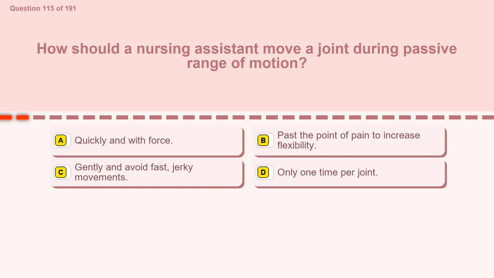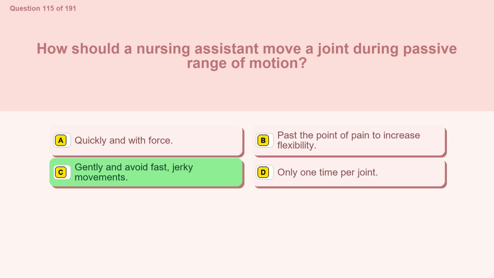Question 115. How should a nursing assistant move a joint during passive range of motion? Option A. Quickly and with force. Option B. Past the point of pain to increase flexibility. Option C. Gently and avoid fast, jerky movements. Option D. Only one time per joint.